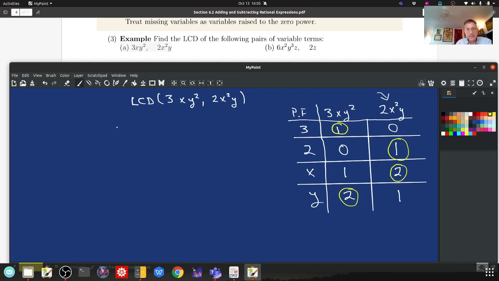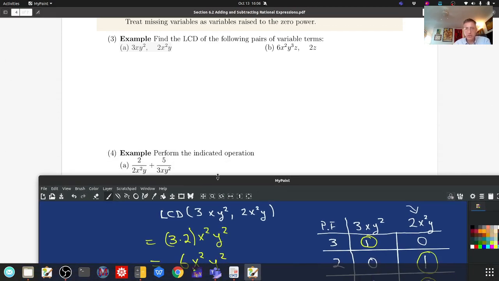So my LCD is equal to, let's do our coefficients first, 3 to the first power times 2 to the first power times x to the second power times y to the second power. So my LCD is 6x squared y squared. So let's use that to add.